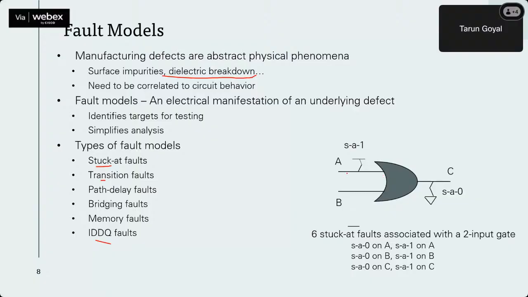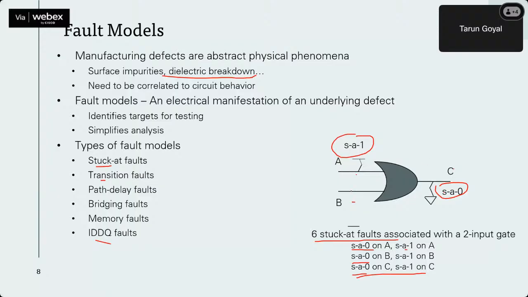Okay, taking an example here, this is a very simple OR gate. It's a two input OR gate, A and B and C. It may have, suppose, a stuck-at defect here, a stuck-at zero here. So it can have six defects: stuck-at zero on all three, on these two inputs and the output also. It can have stuck-at one on any of these and both, and on the C also. So these are the six defects which are associated with a two input OR gate.